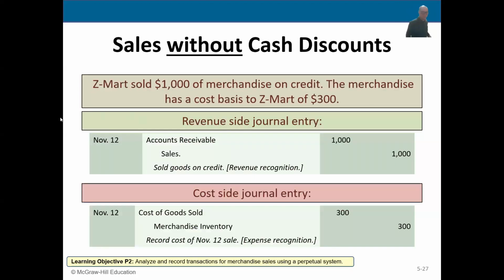Here's the example. Our company sold $1,000 worth of inventory on credit. The inventory cost us $300. Okay? So recognize the sale first. Debit accounts receivable $1,000. Credit sales $1,000. On the other side of that same transaction, we debit cost of goods sold $300. Just remember, that's how much the inventory cost us. And we credit merchandise inventory $300 to reduce our inventory.